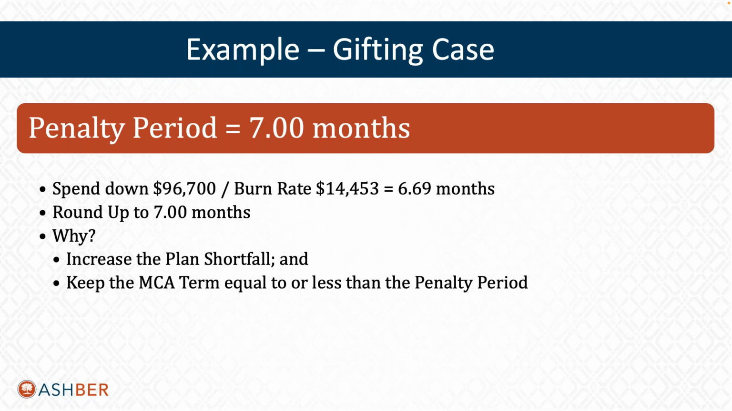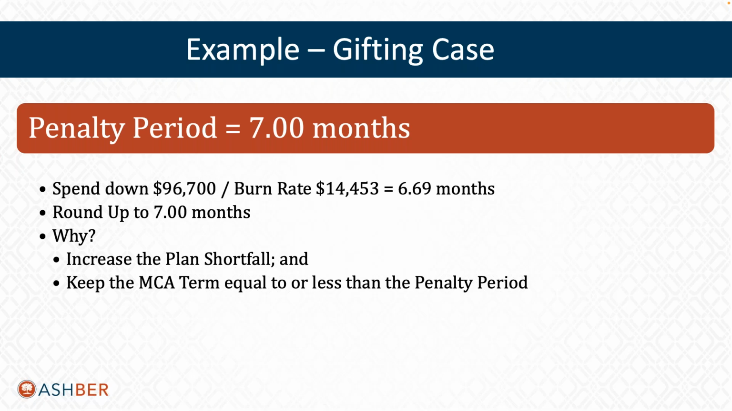Number one, we want to increase the plan shortfall. So we can do a 6.69 month penalty and multiply that by the divisor. We can certainly do that. But then you run the risk of having a tighter shortfall with the annuity payments versus just rounding it up to 7 months. You're going to have a higher gift and a smaller annuity, and thus a more comfortable shortfall. So I always do that as a rule of thumb.